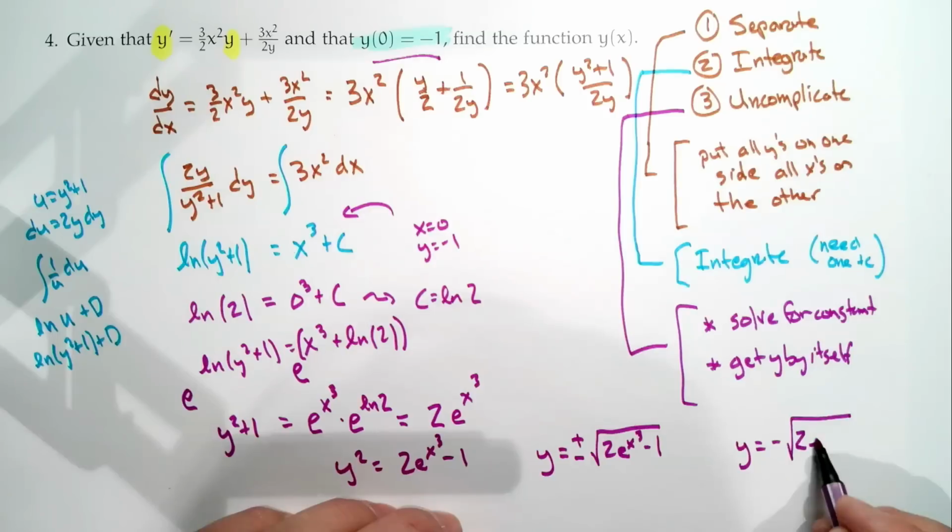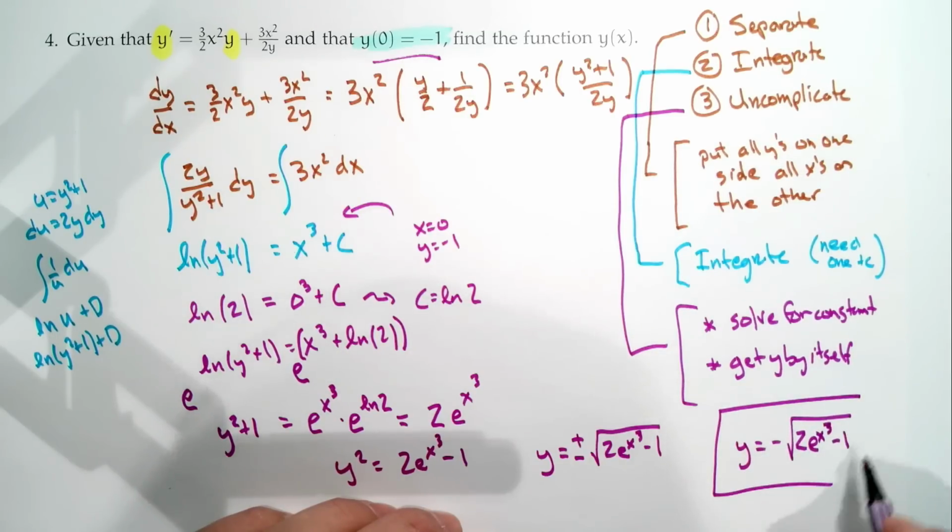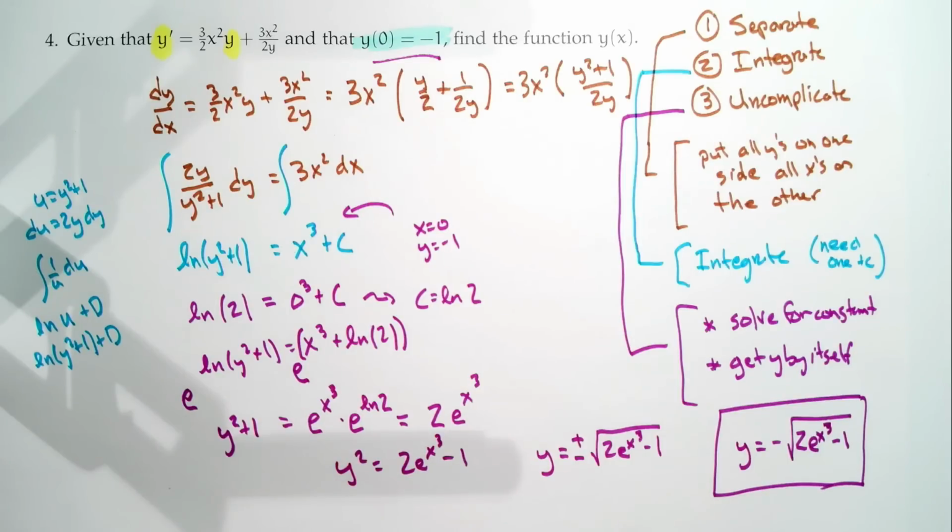If you're ever faced with a plus or minus, look back to your initial condition and it will tell you which way to go. So that tells you that this is the unique function which satisfies the original equation given to us together with the initial condition given to us. So separate, integrate, uncomplicate. And we'll get more practice with that later on this week.